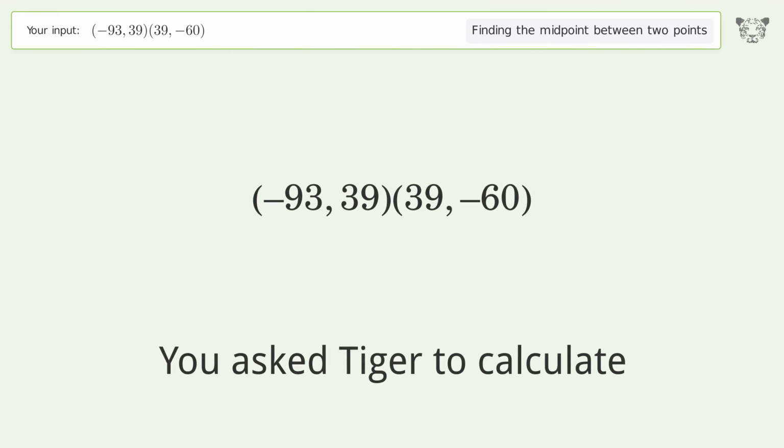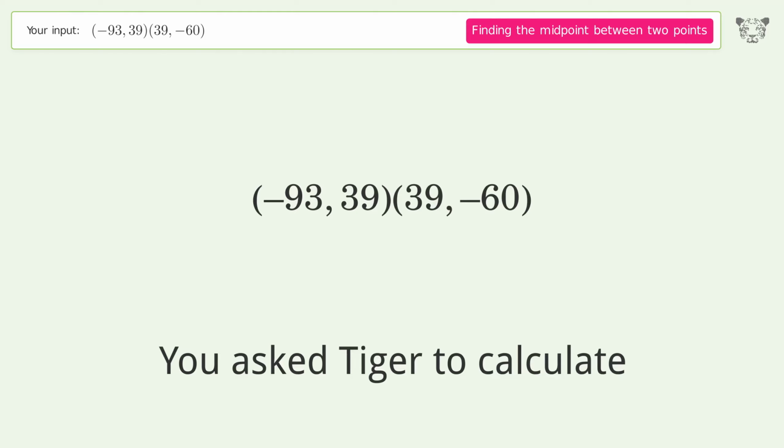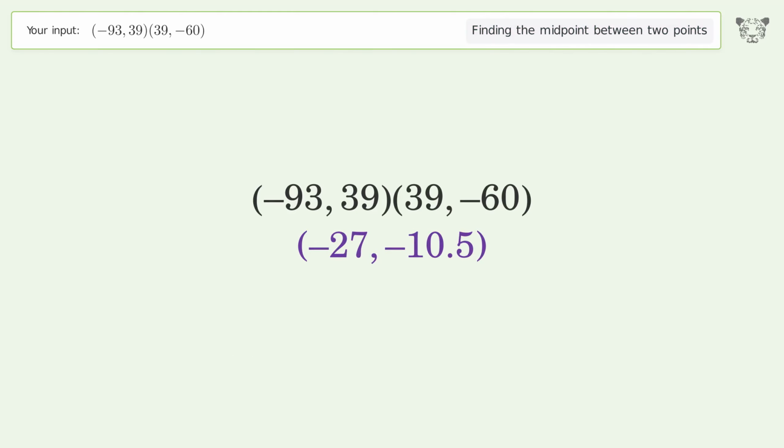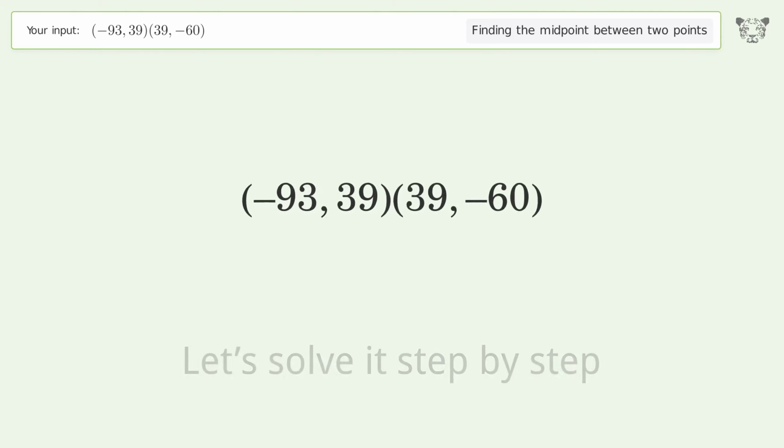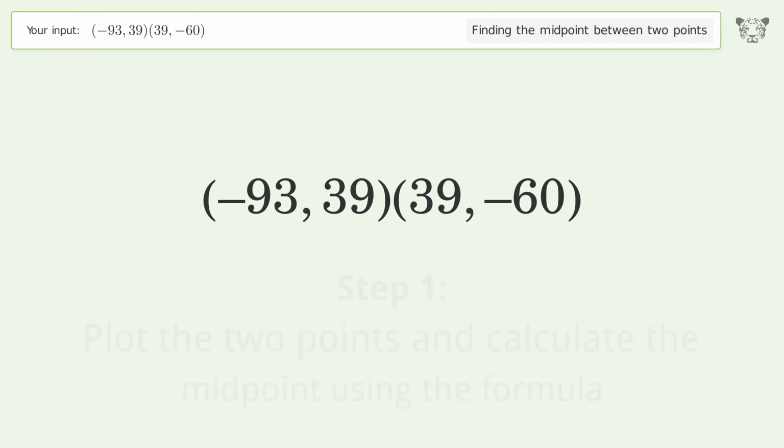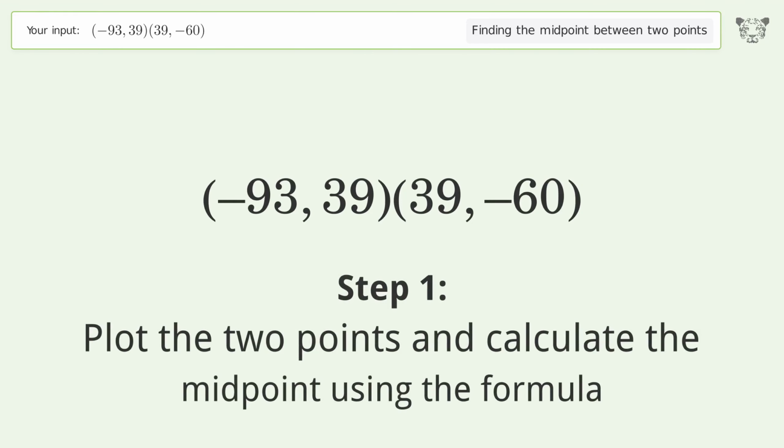You ask Tiger to calculate. This deals with finding the midpoint between 2 points. The midpoint between the 2 points is -27, -10.5. Let's solve it step by step. Plot the 2 points and calculate the midpoint using the formula.